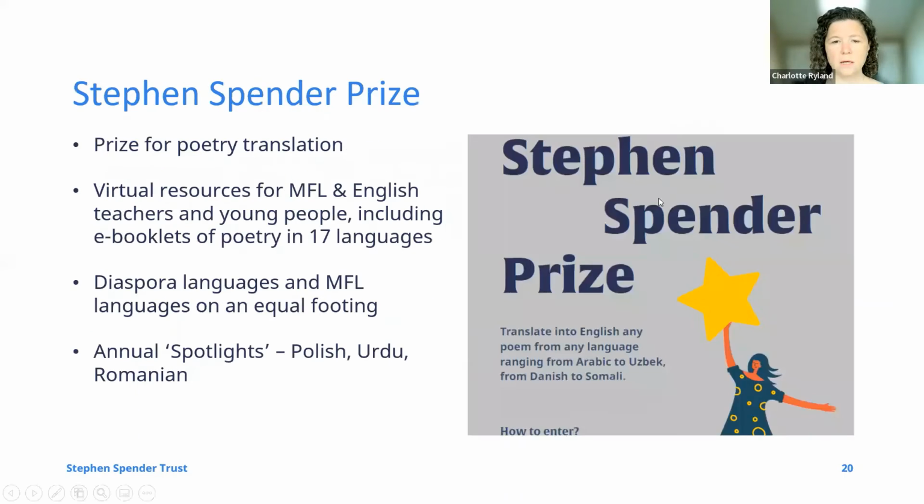The next project that I'm going to talk about is the Stephen Spender Prize, which has actually been running for a long time. It's been running since 2004, but over the past few years, we've worked very hard to bring it together with our schools programs, and also to really explicitly open it up to diaspora languages. The last couple of years, we've had translations from 80 languages entered by people of all ages, from 5-ish to 100, let's say.